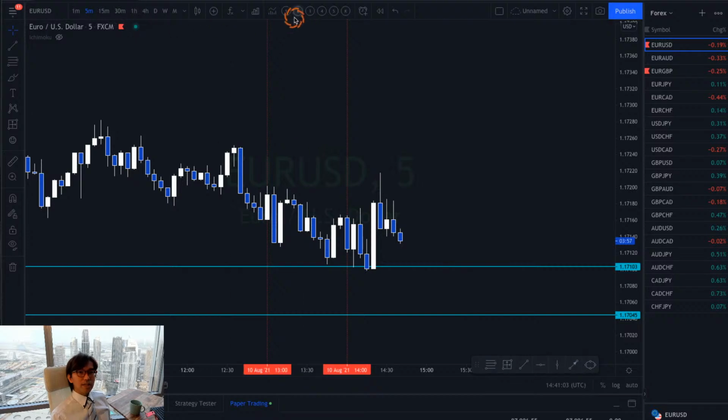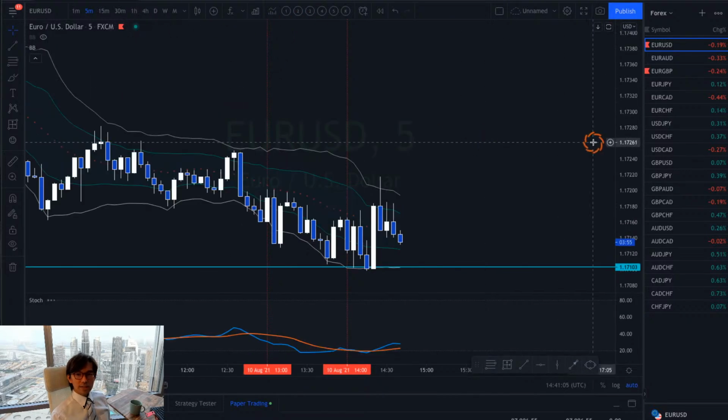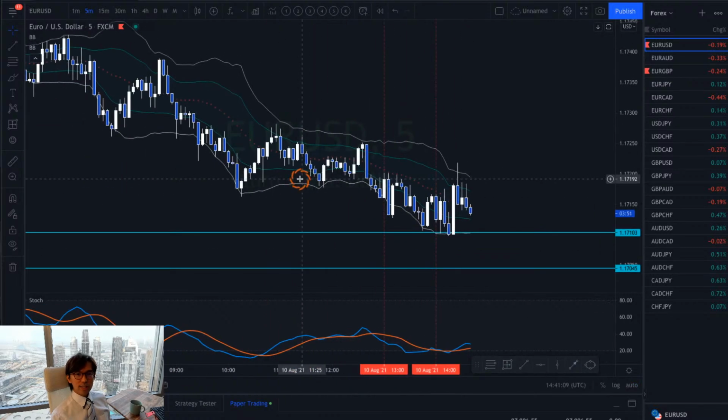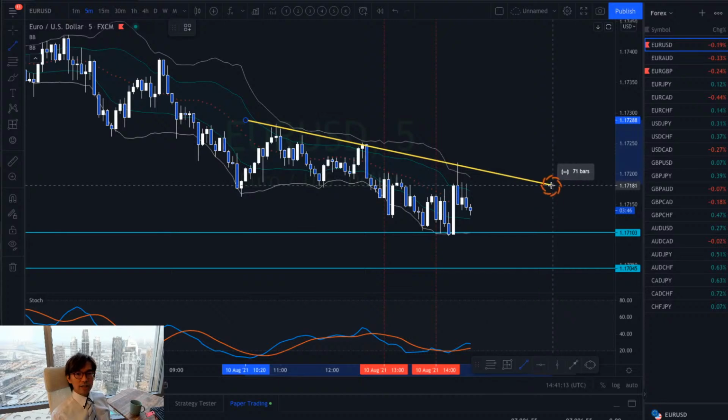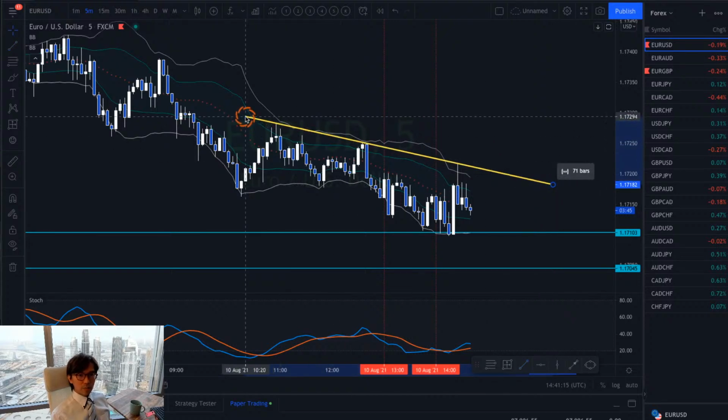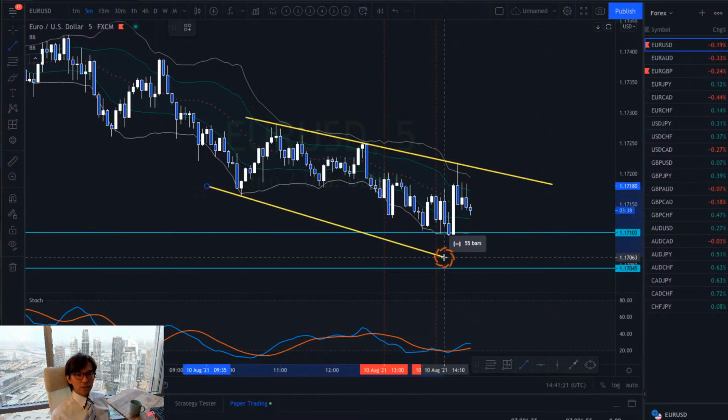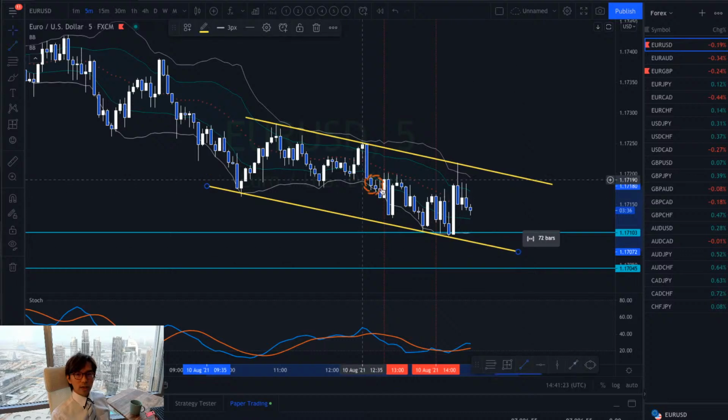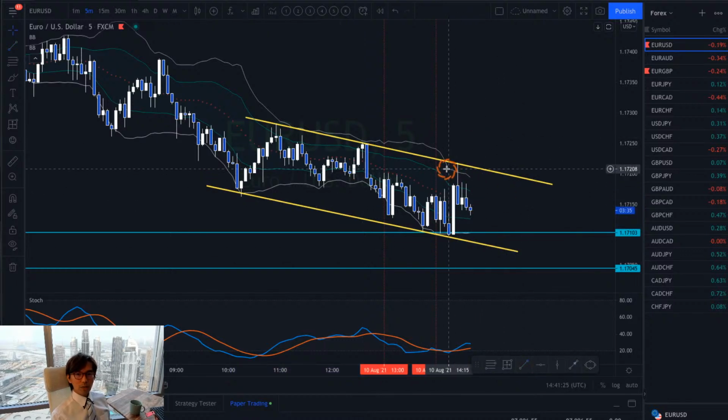Let me check some indicators and lines, so we can draw the lines. First of all, I can identify the descending trend line this way. The market has been resisted by this line first of all. And we can also draw the channel line this way. It was resisted here and looks like it's going down.